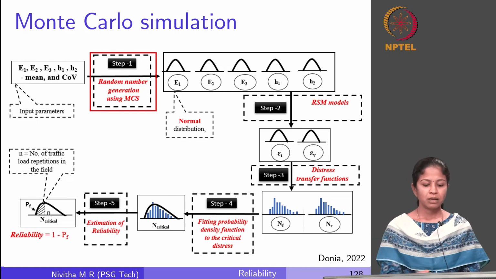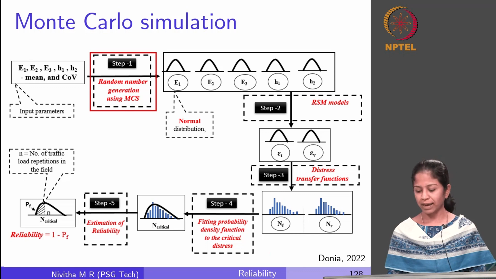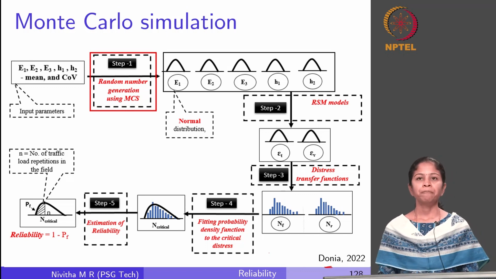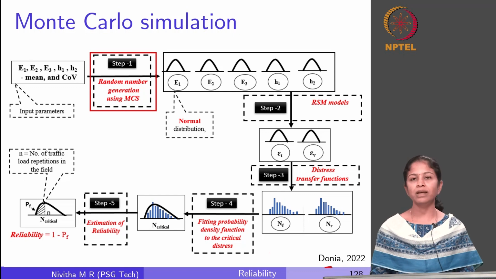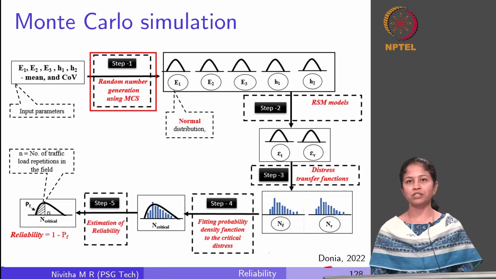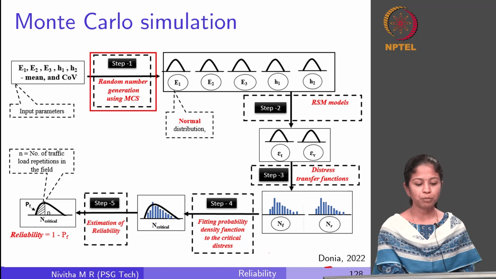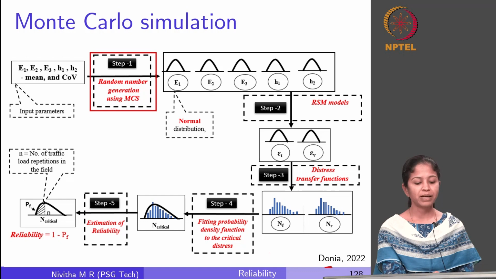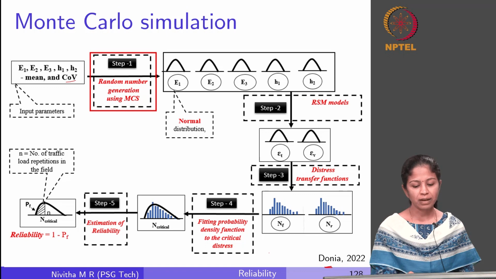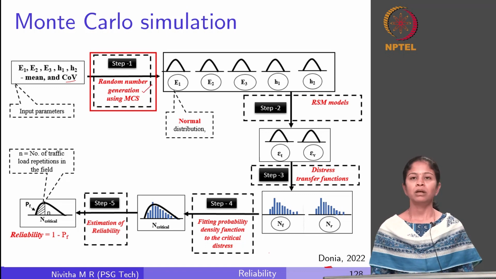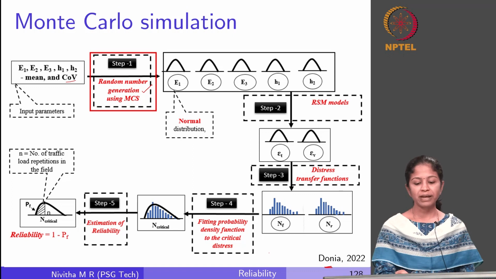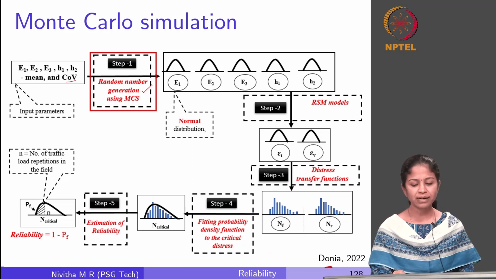So this is a schematic diagram again by Donia, which shows how the Monte Carlo simulation is carried out and how the distribution varies. Let us say we have input parameters E1, E2, E3, H1, H2. For all these input parameters, we will be using a mean value and a coefficient of variation. Now we will have a random number generation using Monte Carlo simulation. Then for that, we will be arriving at a distribution for E1, E2, E3, H1, H2, right.